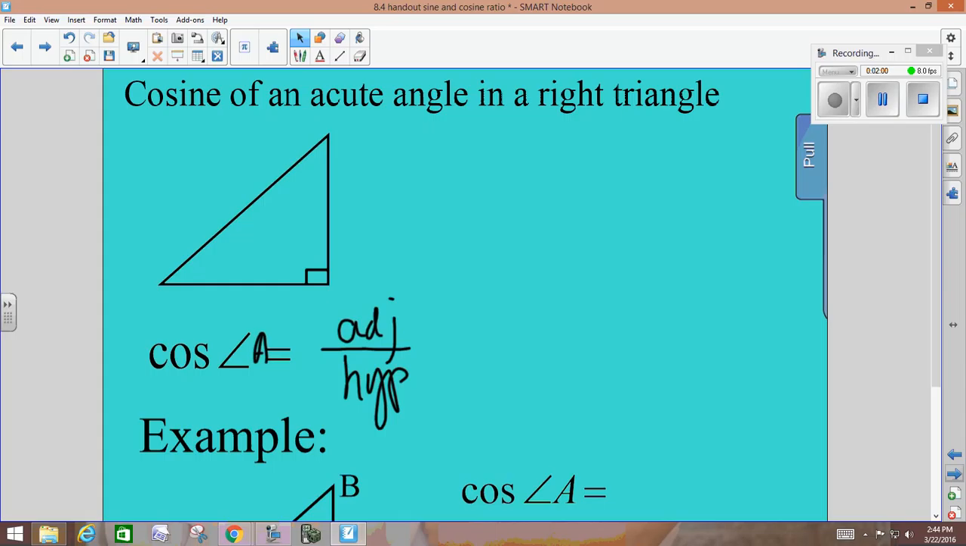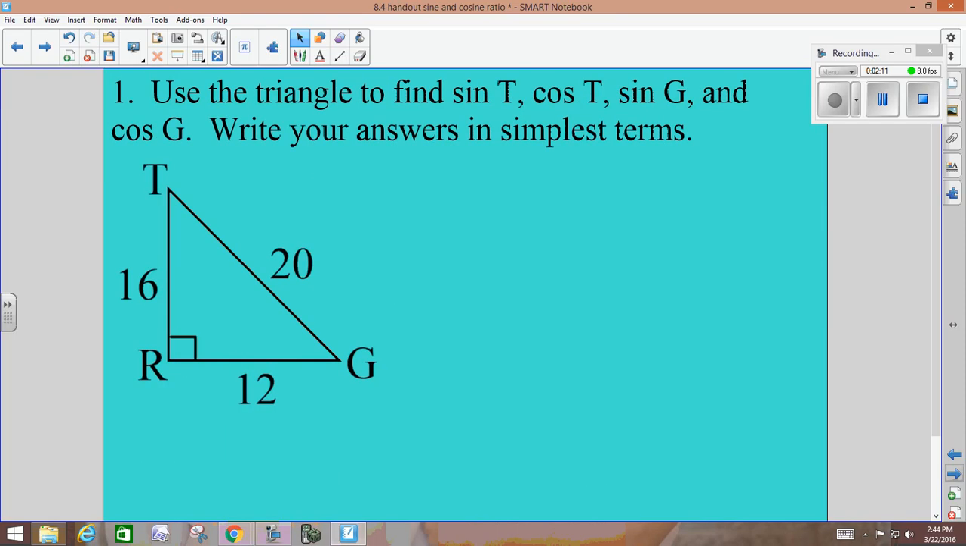Works the same way. There's three buttons on your calculator. You should see sine and cosine next to your tangent buttons. It's going to do the same thing tangent did, only now we get to use the hypotenuse.